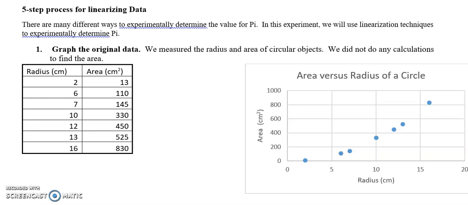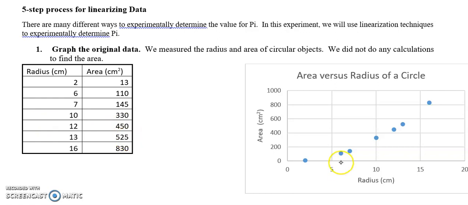Cool. So what I went ahead and did is I found 7 different objects, and I measured the radius of those objects in centimeters. And then I measured the area of each of those objects just using graph paper and my ruler. So it was a little bit tedious, but I got it eventually. And again, I did not use any calculations to find the area of these circular objects. I just used measuring. Even though I know in the back of my head what the area of a circle is, I pretended I knew nothing.